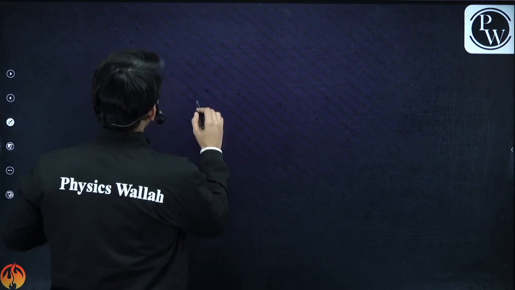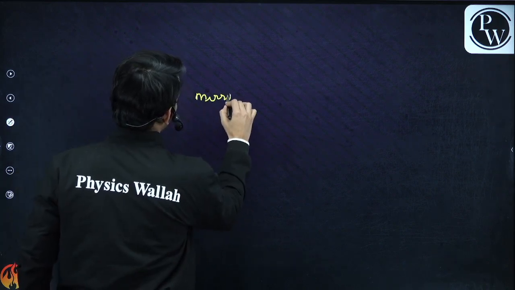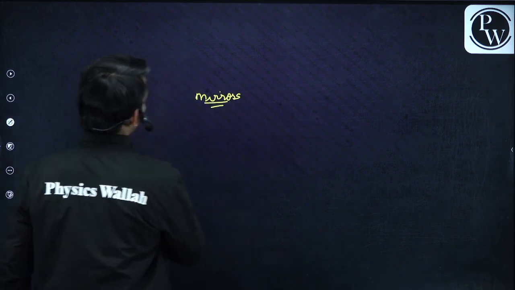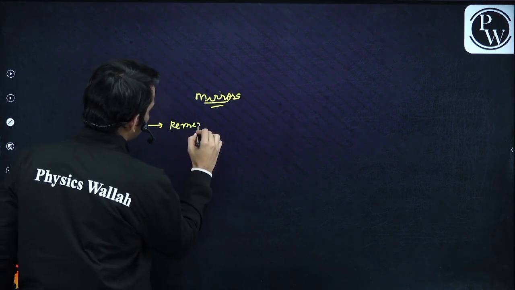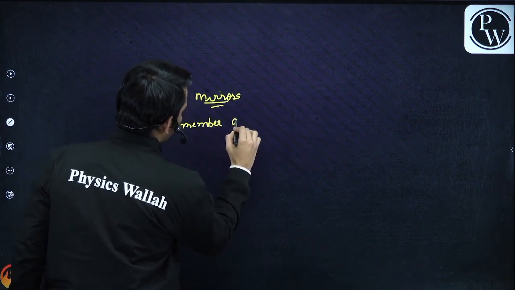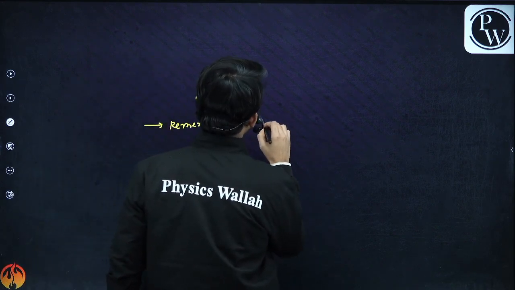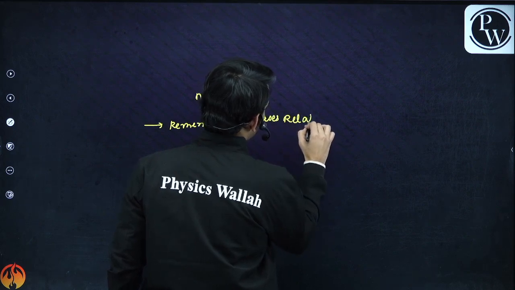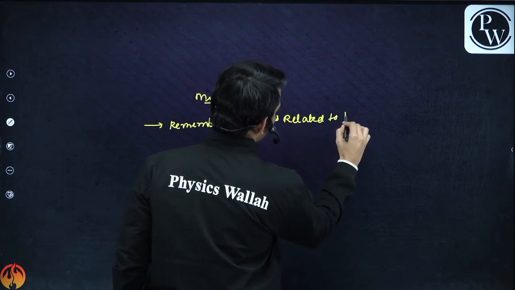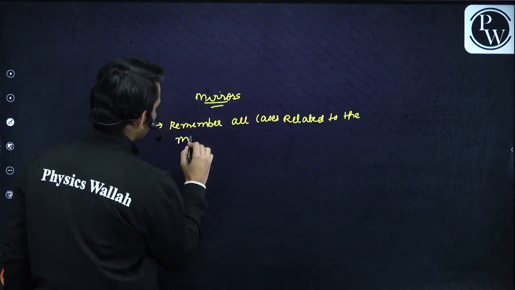Just learn all the cases of mirrors, guys. Mirrors constitute the most important part of this chapter. You have to remember all the cases, right? We have concave mirror, we have convex mirror, all cases related to the mirror, right guys?